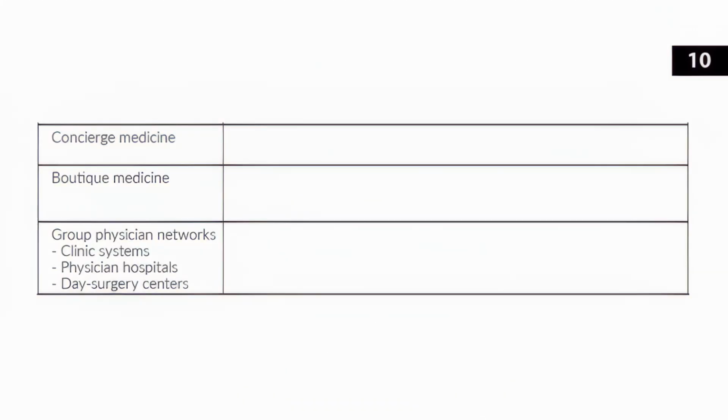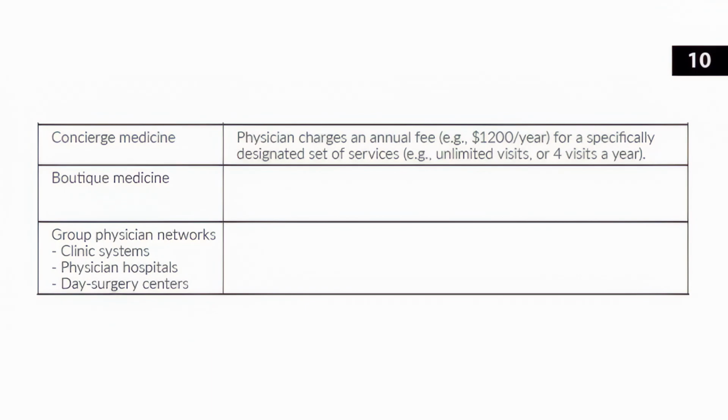And to add another level of complexity, some physicians will develop what are essentially their own insurance plans for their patients. This is called concierge medicine. This is where the physician charges an annual fee, maybe $1,200 a year, for a specifically designated set of services, possibly unlimited visits, maybe 4 visits a year, whatever bundle of services a physician decides to provide for that fee.